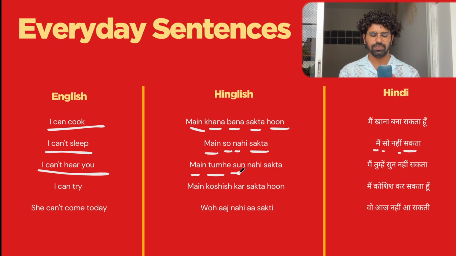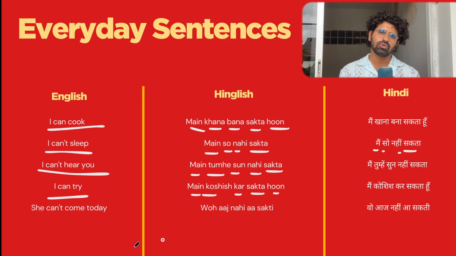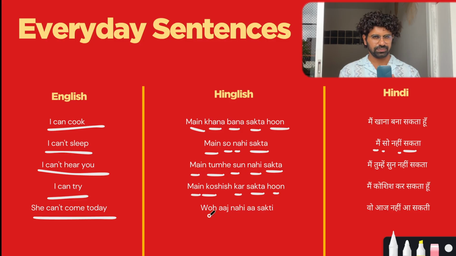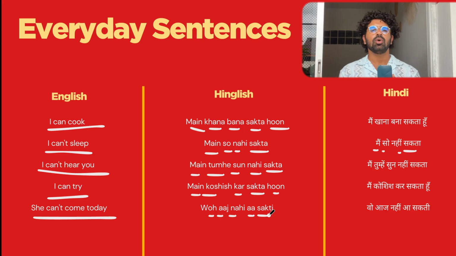I can't hear you. मैं तुम्हें सुन नहीं सकता. I can't hear you. I can try. मैं कोशिश कर सकता हूँ. कोशिश is to try. She can't come today. वो आज नहीं आ सकती. She can't come today, right? Okay, so these were some of the everyday sentences that consist of can.